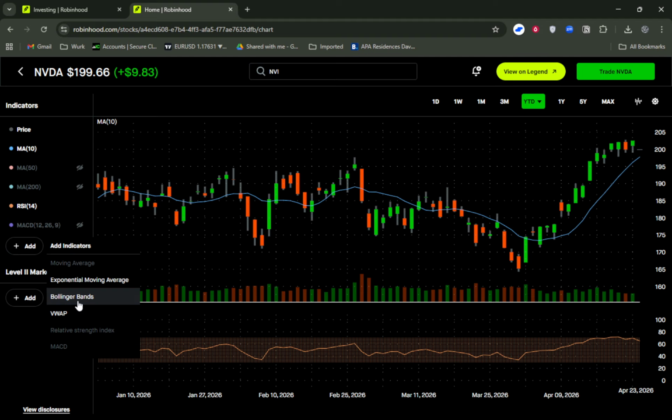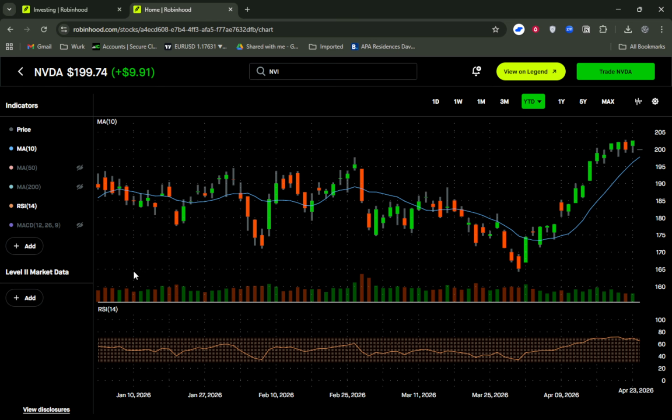That's the foundation of reading Robinhood charts. With practice, these steps will turn every chart into a clear story you can follow.